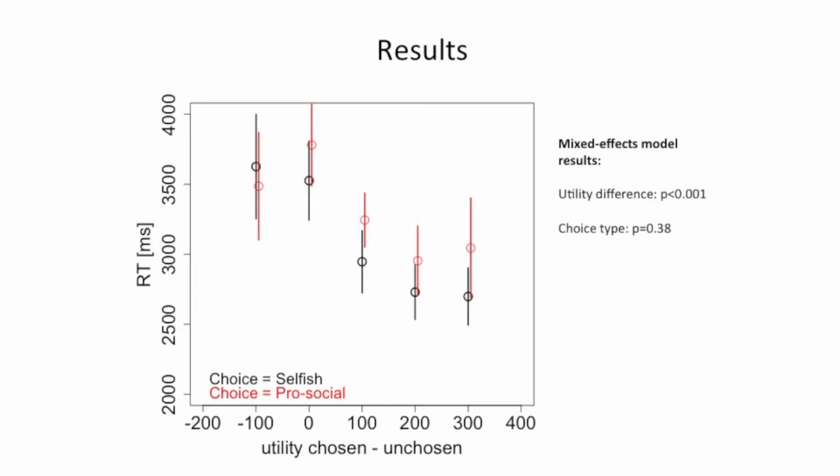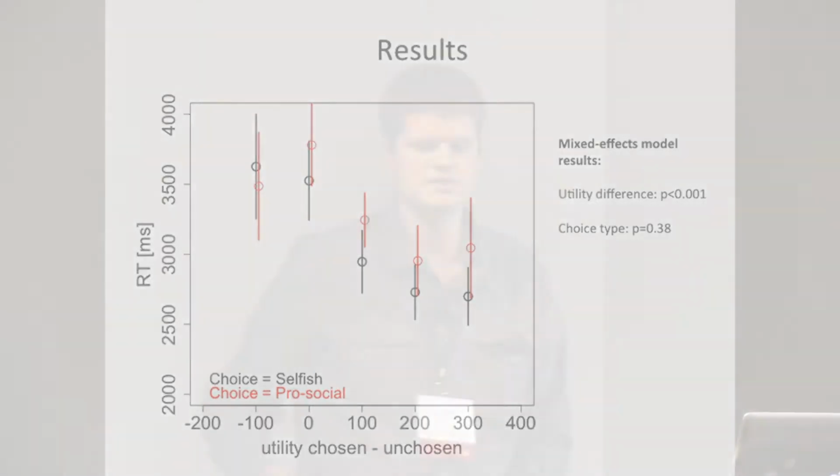And what you can see is that there is no difference in any of those utility difference bins for the selfish versus pro-social choices. And if you don't like binning, you can just do a mixed effects model, and you see a strongly significant effect of utility difference on RTs, but no significant effect of choice type. That's just a dummy variable for did you choose selfish or pro-social. So we see no evidence that one type of choice is faster than the other.